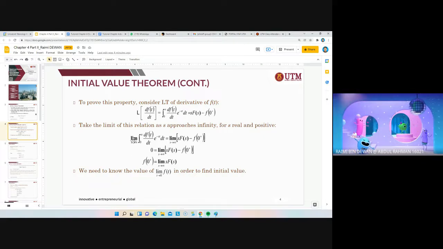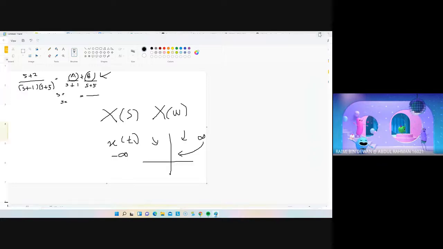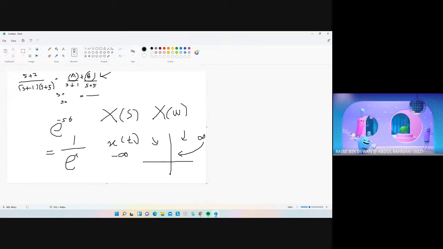So you can see the limit as s approaches infinity in the Laplace domain, and you have the integral of df/dt times e to the negative st. The limit as s approaches infinity is 0, because e to the negative infinity is like 1 over e to the infinity, and 1 over infinity is 0. This is why you have 0 here.